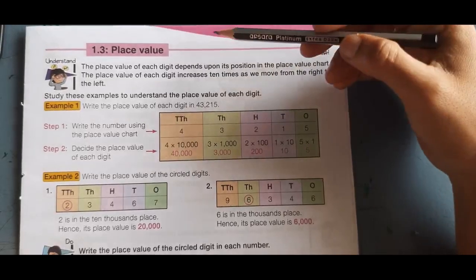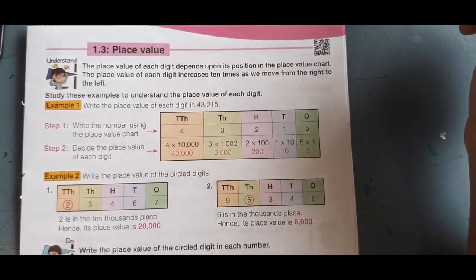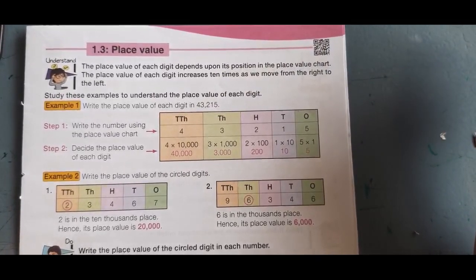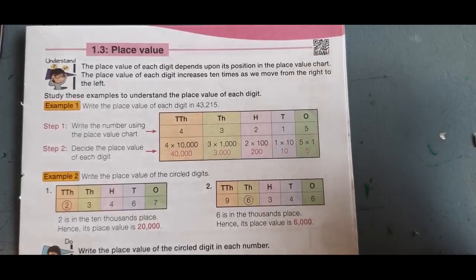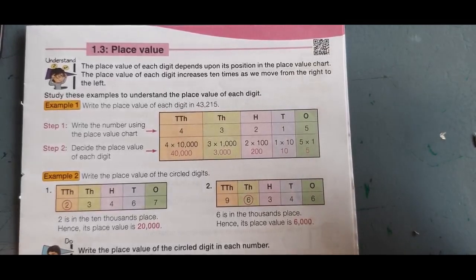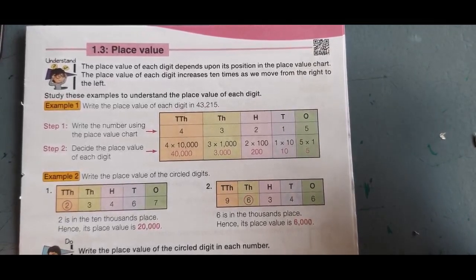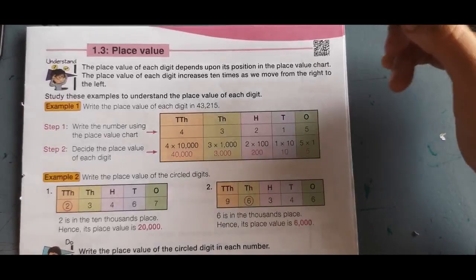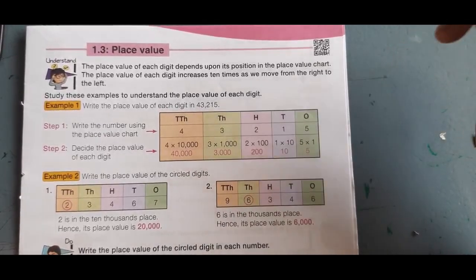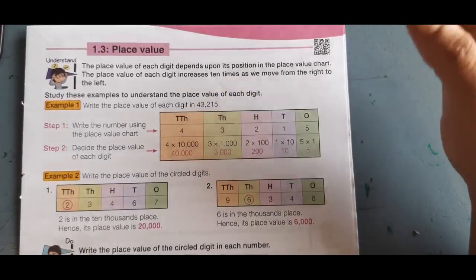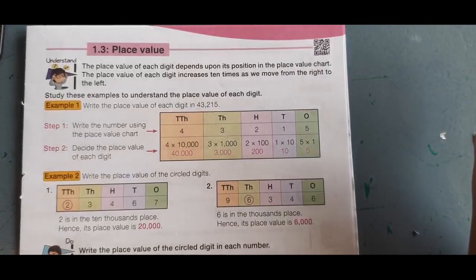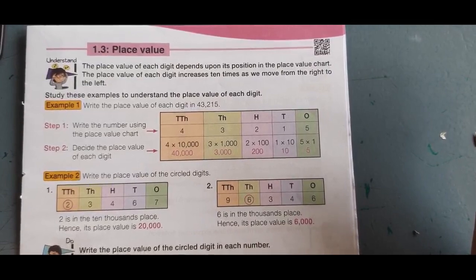Next, shall we learn about place value. Students, I have discussed place value in a previous class. Then what do you mean by place value? Place value is nothing but the position of the number. We have studied the Indian system. In the Indian system, the place values start ones, tens, 100, 1000, 10,000, lakh, 10 lakh, crore, 10 crore. These are the place values according to the Indian system.